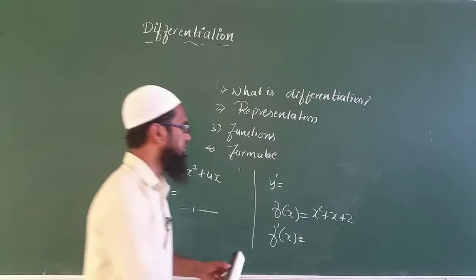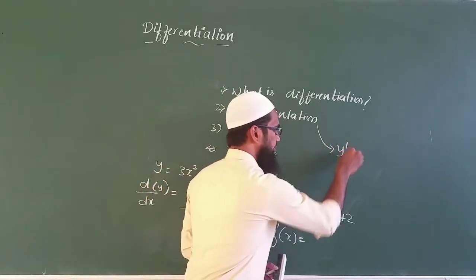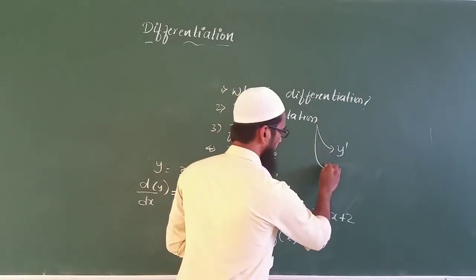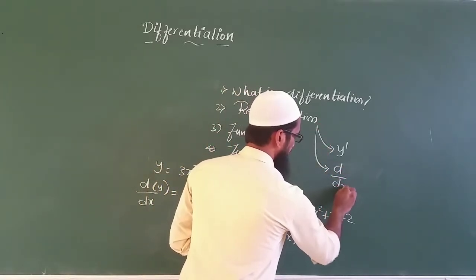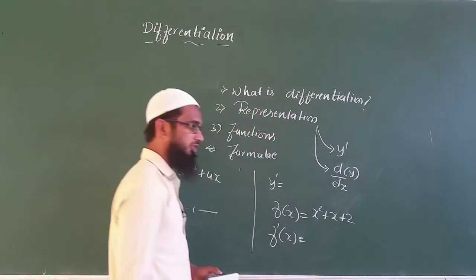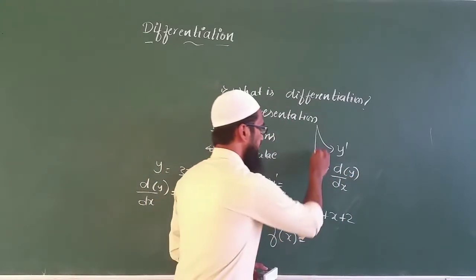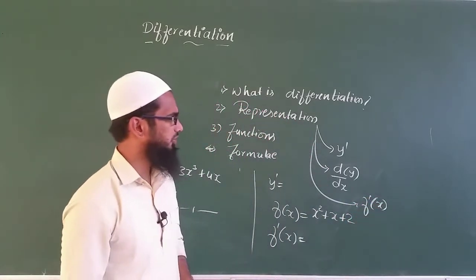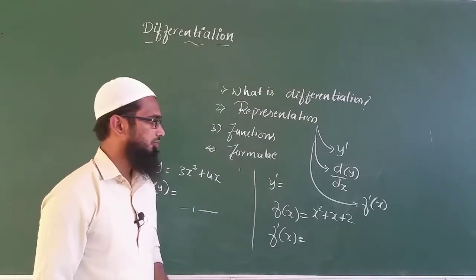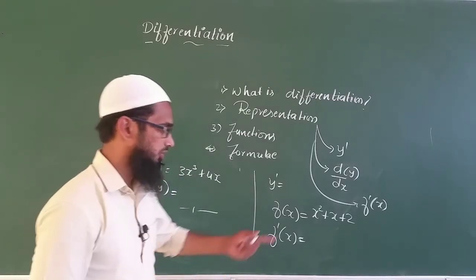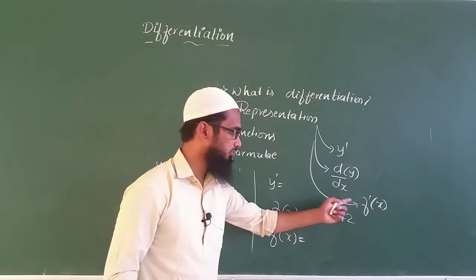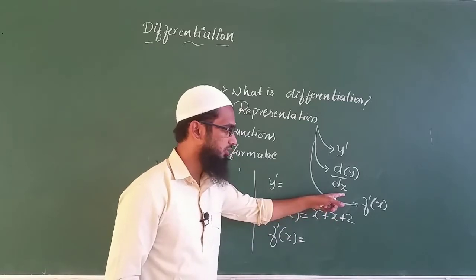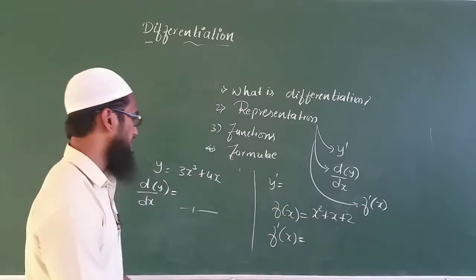So we can represent this either in the form of y dash, once the y function is given, or with d by dx of y. Once the function is given in terms of x, again we can have f dash of x. In these three ways we can represent the differentiation of any function. The function should be in terms of x. If the function is given in terms of t or any other variable, we have to represent the same with t, x, z, etc.